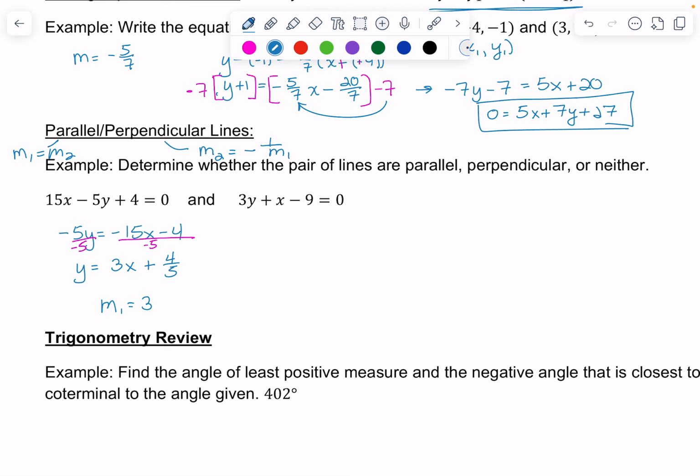Let's take a look at the other one. Here, I'm going to say 3y equals negative x plus 9. Now I'm going to divide everything by the 3 and separate it out. I'm going to get y is equal to negative 1/3 x plus 3. In this case, my slope is negative 1/3, so M2 equals negative 1/3. And you can see that's the negative reciprocal of M1, so these lines are perpendicular.